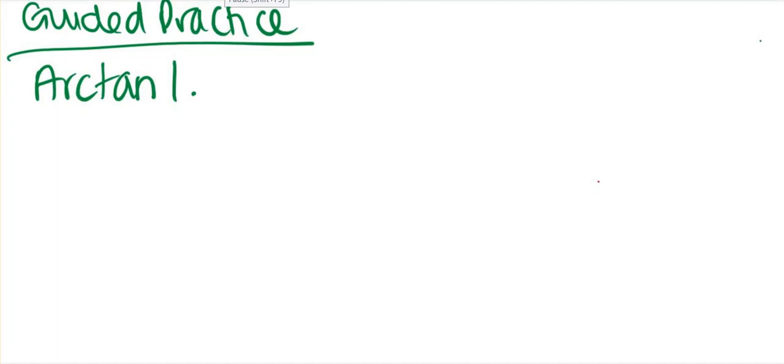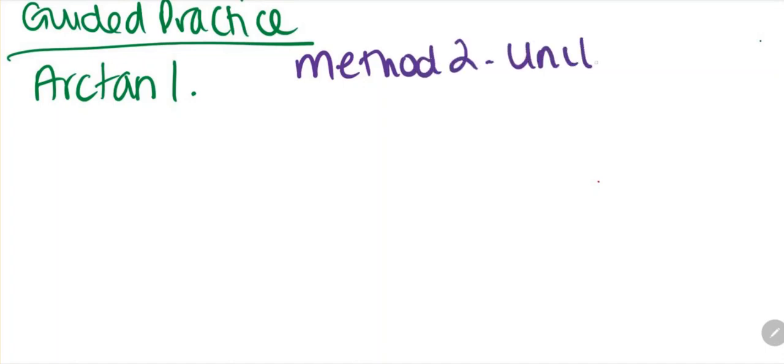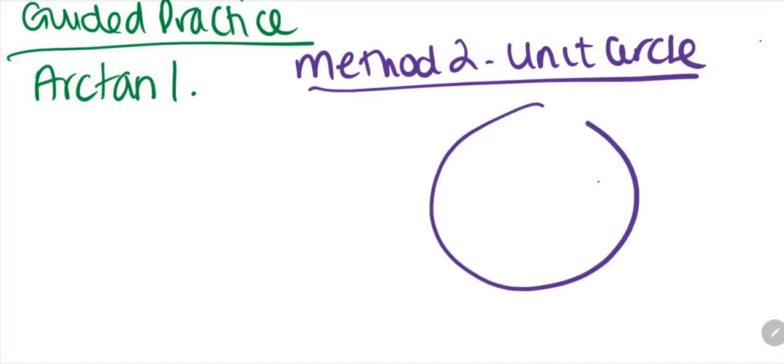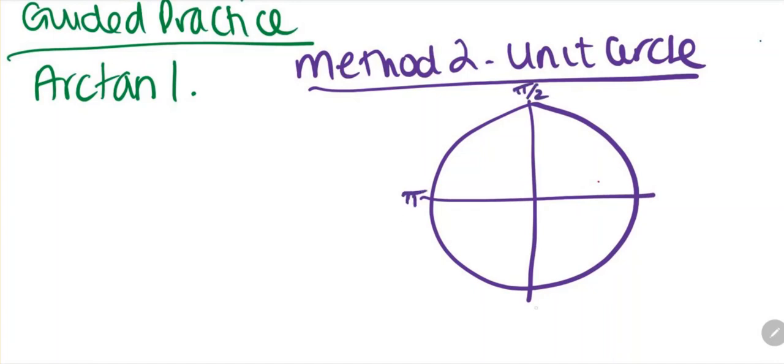Okay, so on the guided practice, we just looked at arctan 1, which was using a calculator, but we're going to look at finding it now using the unit circle. So method 2, using the unit circle. So I have my unit circle, pi over 2, pi, 3 pi over 2.